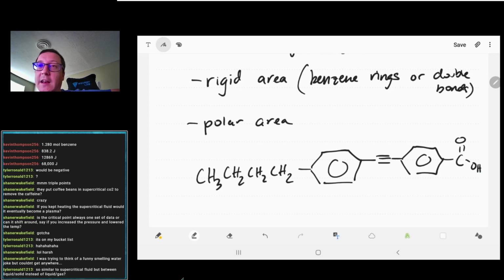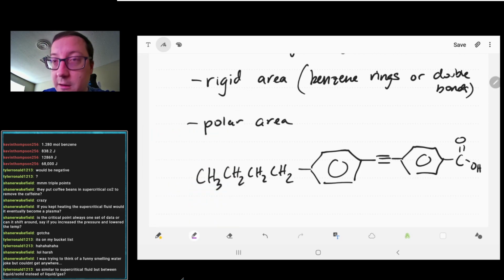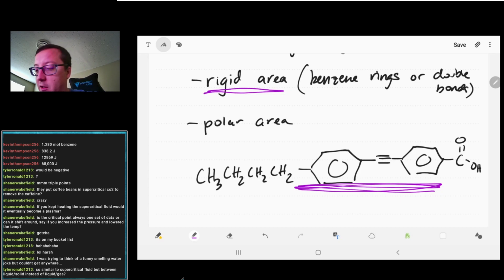This would be an example of a molecule that could form a liquid crystal. So you're going to see that there's kind of two important areas. I'm going to do these rigid areas in purple. We're going to see that this part of the molecule, the benzene and the multiple bonds there, are going to give it rigidity.